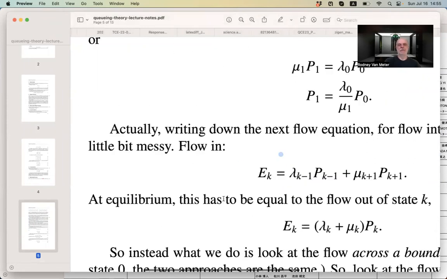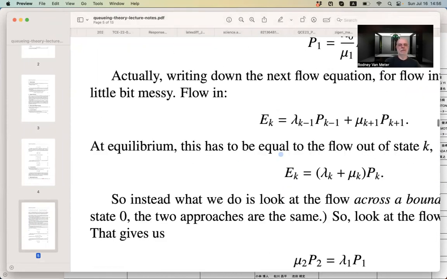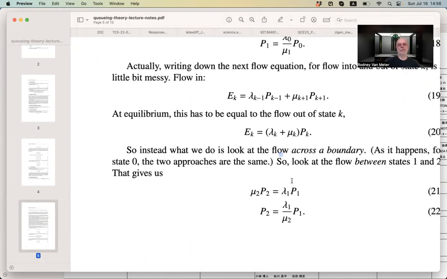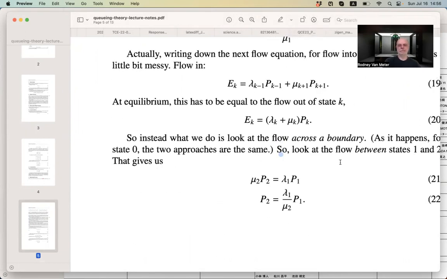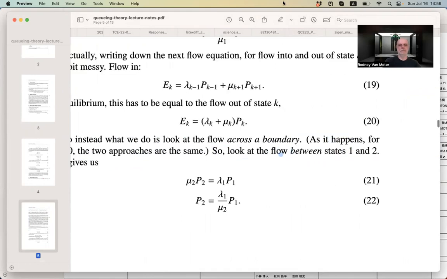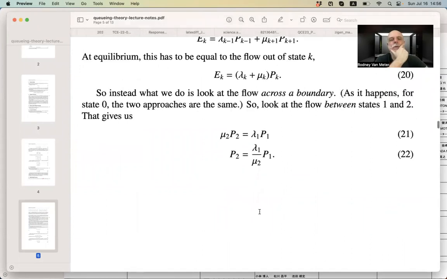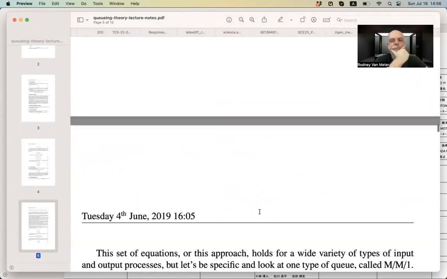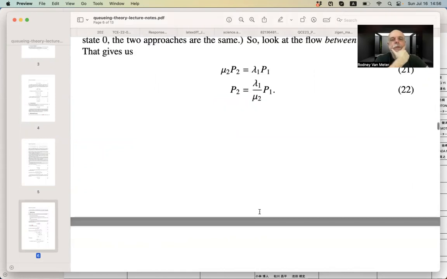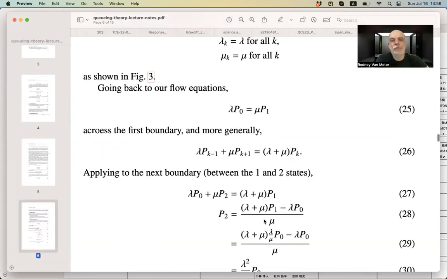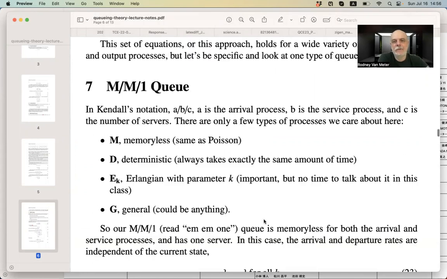But what I've just described here is actually looking at the flow across a boundary. That's going to be easier. So these equations 21 and 22 here are the right way to do things. Using these, you can actually solve the system, or solve for some basic things.